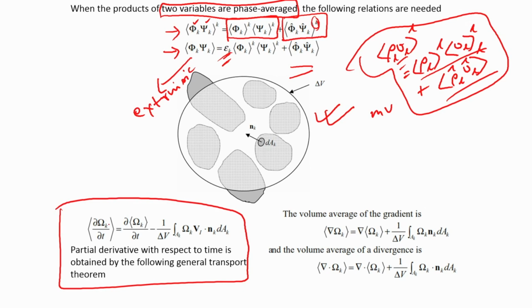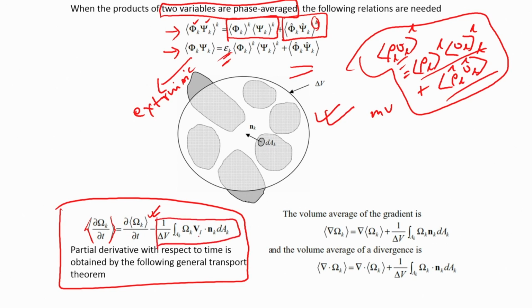When you average basically, this is also extrinsic phase average, okay, of a partial derivative of a particular quantity belonging to a particular phase. This is given by the quantity itself, right. This is the phase average of the temporal derivative, right. So, that is equivalent to the temporal variation of the averaged quantity, got it. So, temporal variation of the averaged quantity minus this flux term, okay.